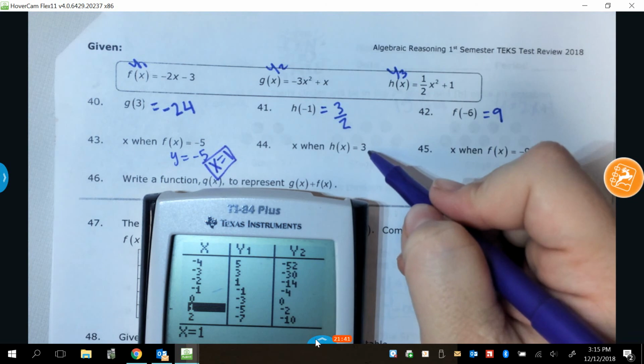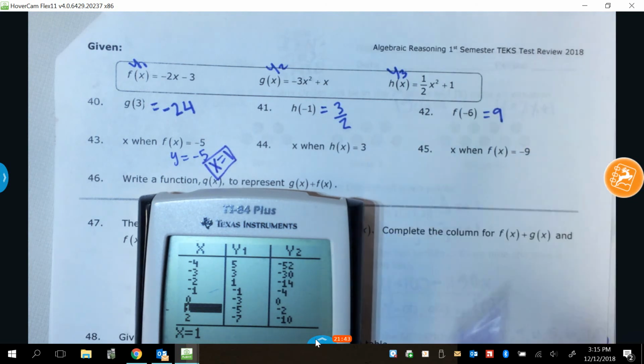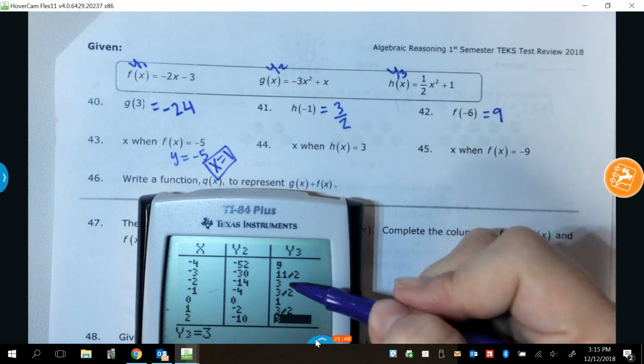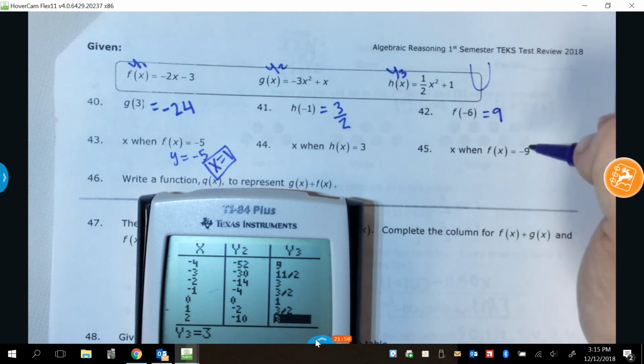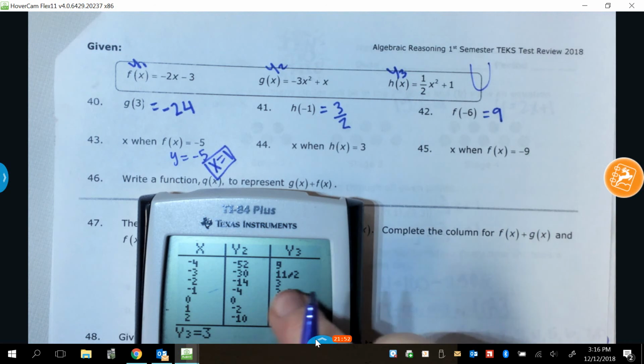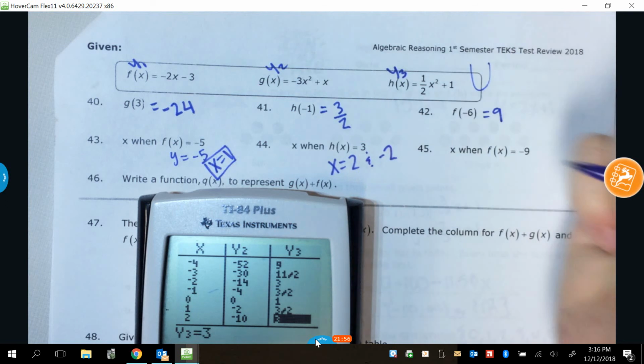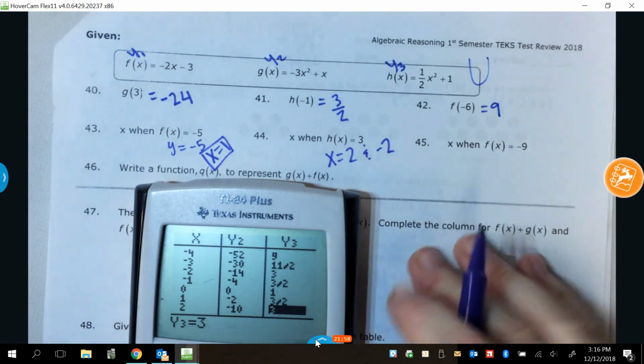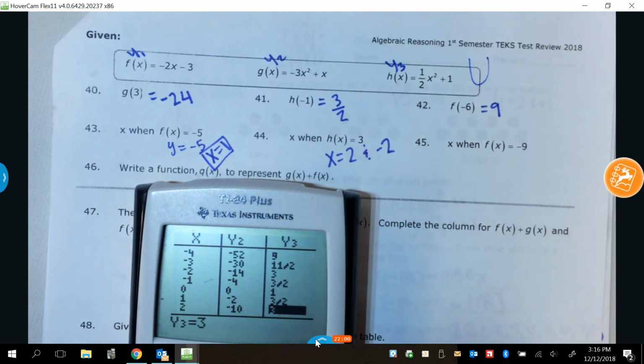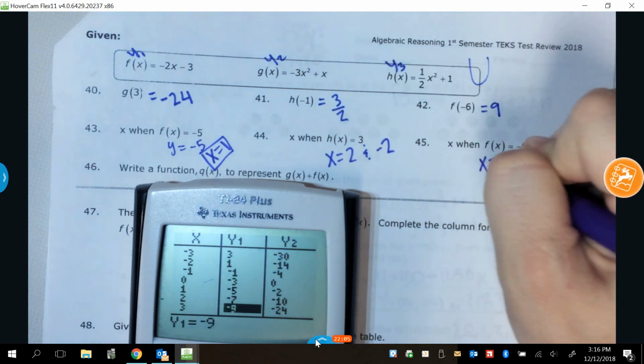Here I'm looking for 3 in my y3. Well, if you notice I have it twice, and that's okay because it's quadratic, so it's shaped like this. So I have it at 2 and negative 2. Okay, and then I have it again at negative 9 and y1 because it says f of x, which is at 3.